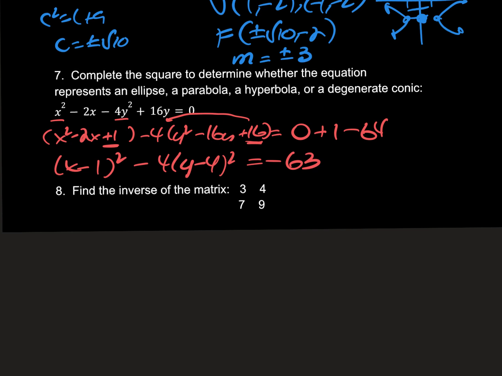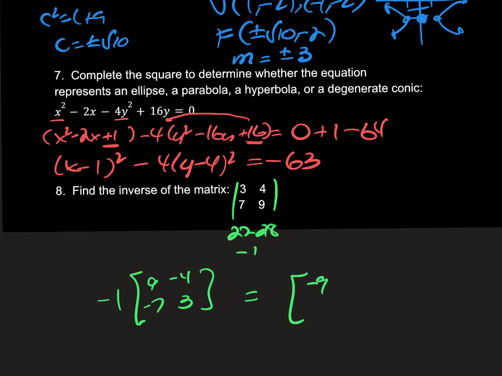Okay, number 8. A bit easier stuff now. So let's find the inverse. Remember the gesture we did. Find the determinant, which is 27 minus 28, which is -1. Flip it. If you flip it, it's still -1. Put it in the front, and then switch the first and the fourth, change signs on the second and third, and then go ahead and distribute that -1, which will give me -9, +4, +7, -3.